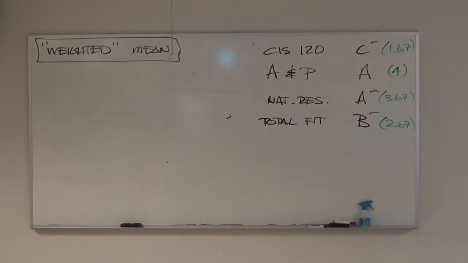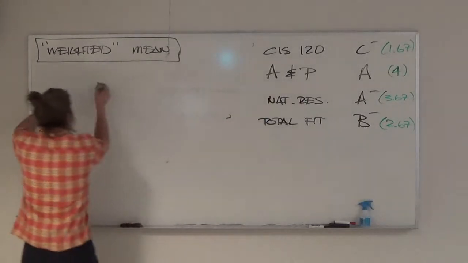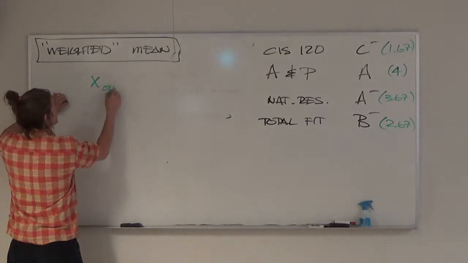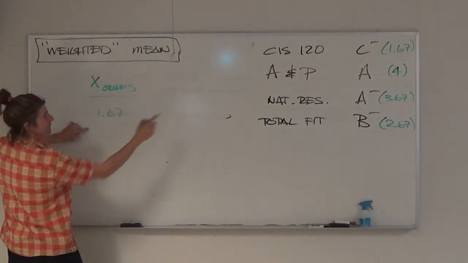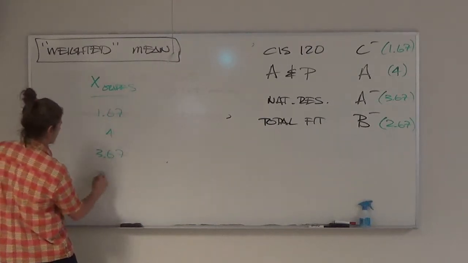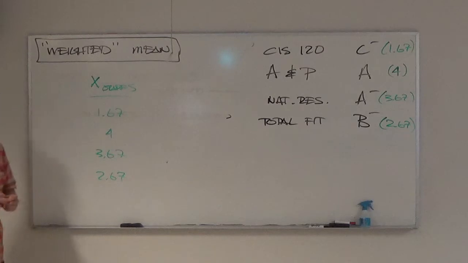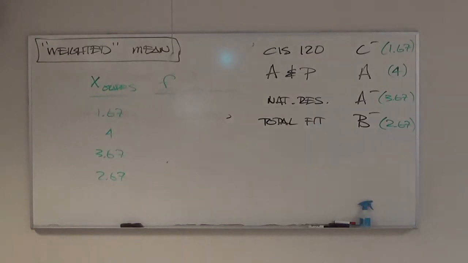The problem, as Carolyn, this is your data. Nathan, you nailed that as data. I'm going to pull this over here. So your data for your grades is definitely 1.67, it's definitely 4, it's definitely 3.67, and it's definitely 2.67. That's all correct. But the problem is, there's also an unknown frequency lurking in there. And the frequency lives in how many credits each class is worth in your transcript.